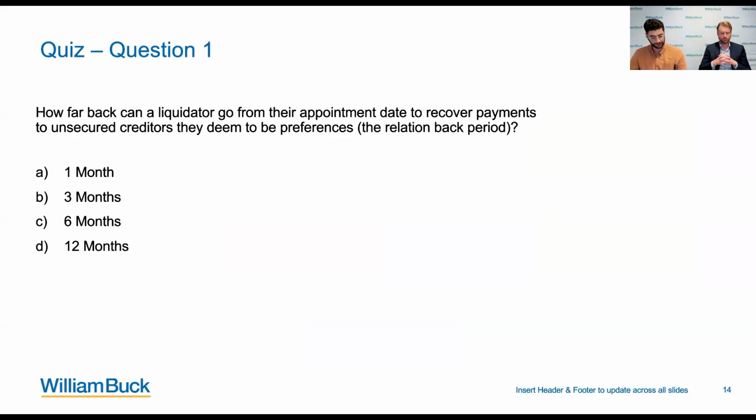So we'll finish up here with a little quiz. So Frank, how far back can a liquidator go from their appointment date to recover payments to unsecured creditors they deem to be preferences? So with this one, Garth, it's 6 months. This is one that's been touched on a bit throughout the presentation. So with a creditor's voluntary liquidation, it's 6 months from the date of appointment.